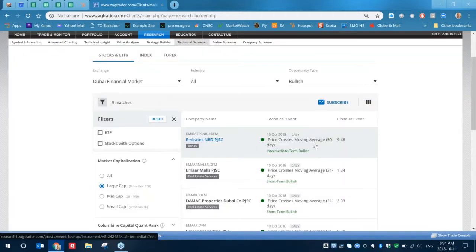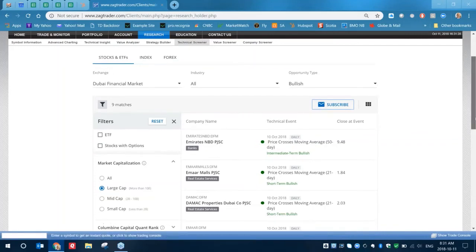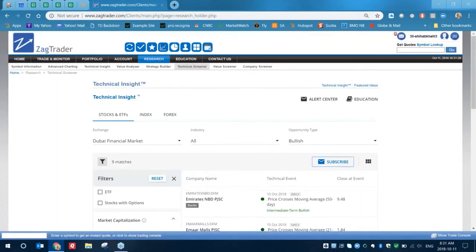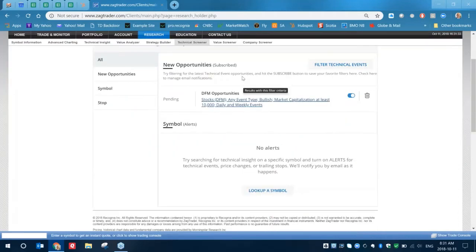So every night when the markets are closed, we will run our analysis. And if we happen to find ideas in the Dubai financial market that match these criteria we've set up, we'll actually send you an email and it'll actually be waiting for you in your inbox in the morning when you wake up. So you're poised to have some trade ideas before the market opens the next morning. So the Alert Center is a very, very powerful piece of technical insight.